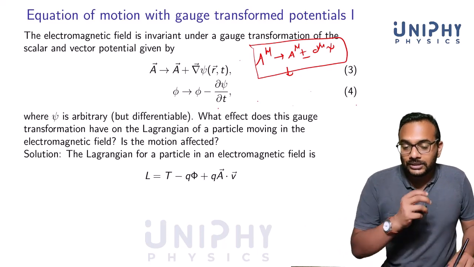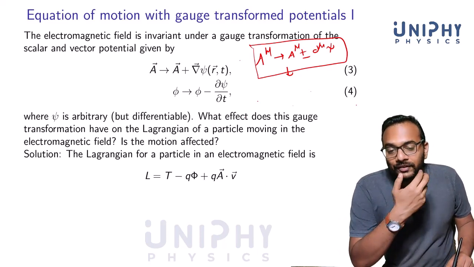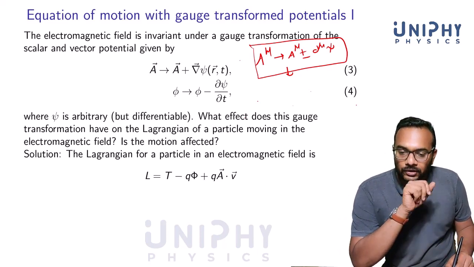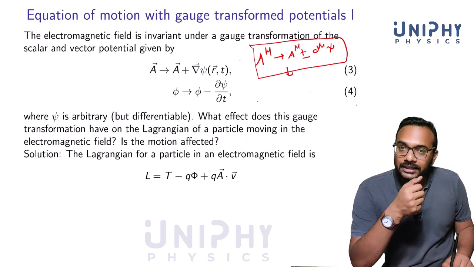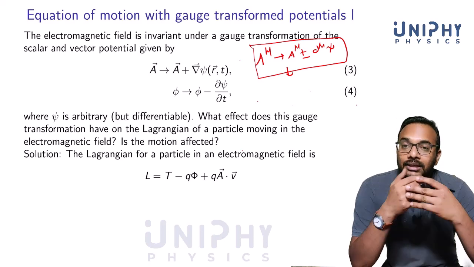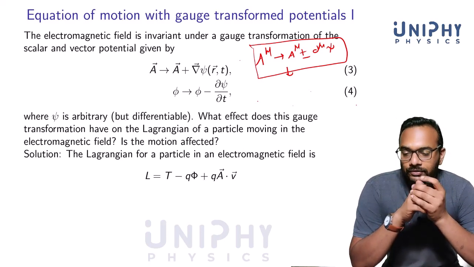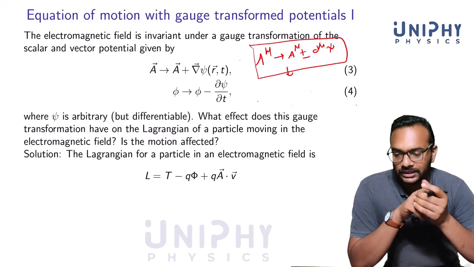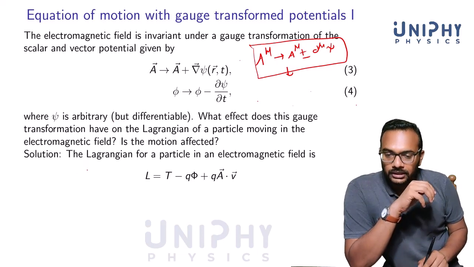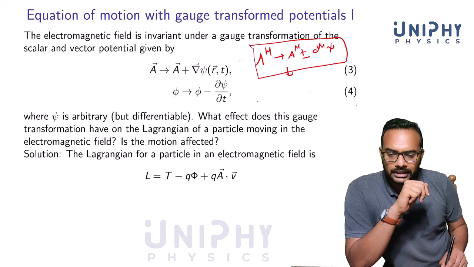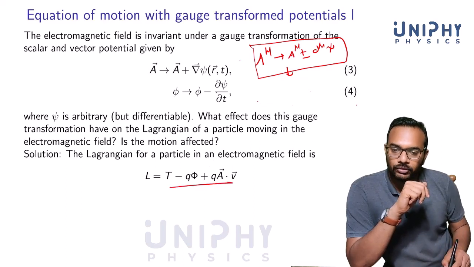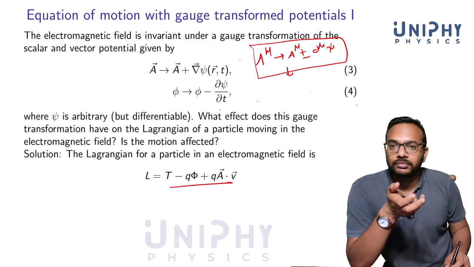So the question is this, is the problem. What effect does this gauge transformation have on the Lagrangian of a particle moving in the electromagnetic field? Is the motion affected? The question is, are the equations of motion affected? So we have to check whether the equation of motion is affected. So we'll try this problem. The Lagrangian for a particle in an electromagnetic field is this. Now we make the following transformation to this Lagrangian and see if the equation of motion is affected.